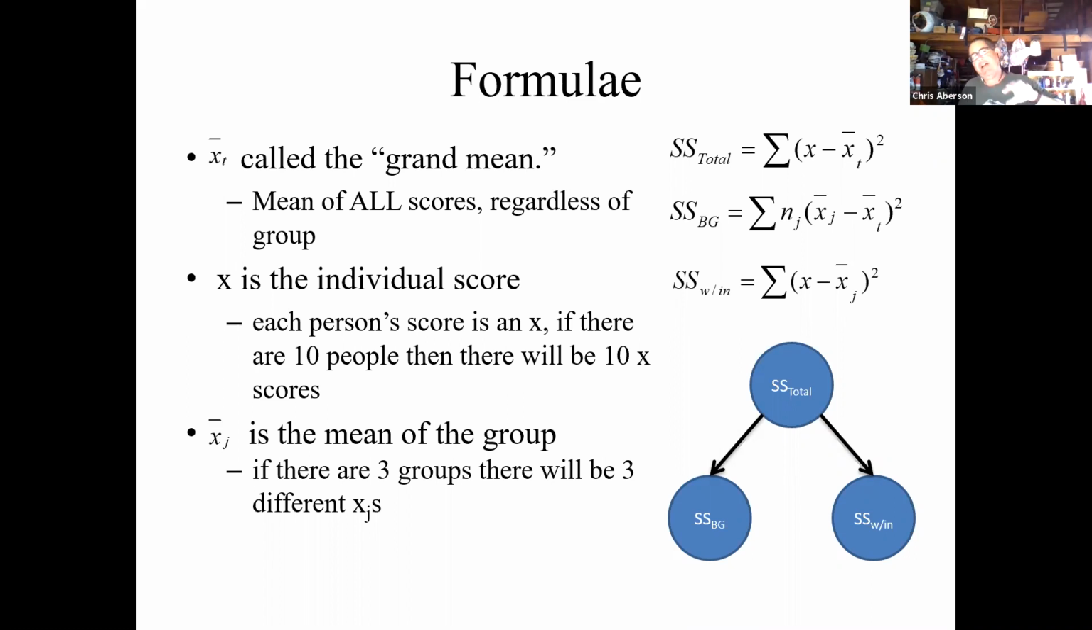Between group, we've got this n sub j there. That's the number of people in each of the groups. That gets multiplied by the mean of the group minus the overall mean. We'll see that that is just a shortcut that's helpful to ease calculations. We can do this in a way similar to regression as well. And then sums of square within, how much the individual score differs from the mean of the group.